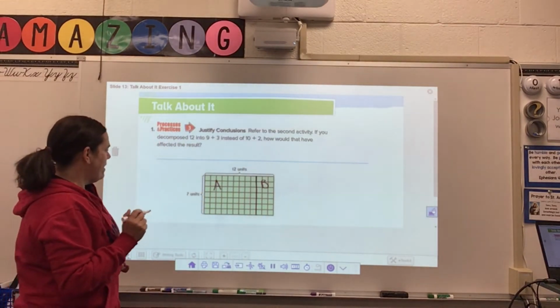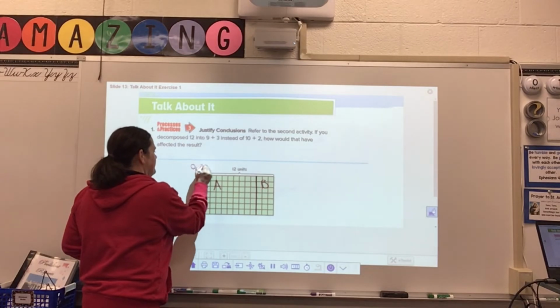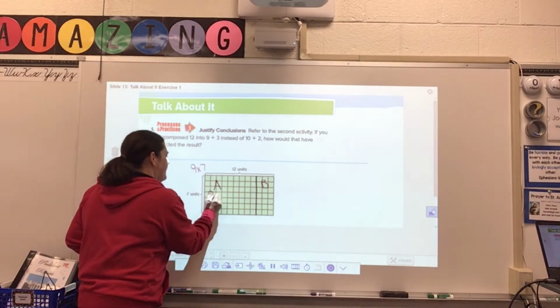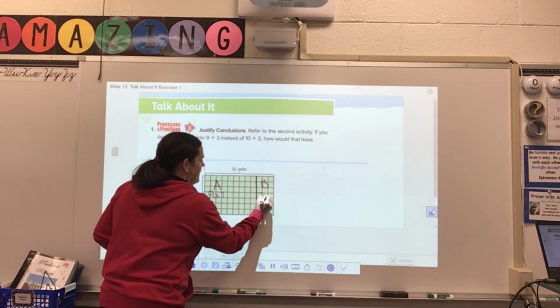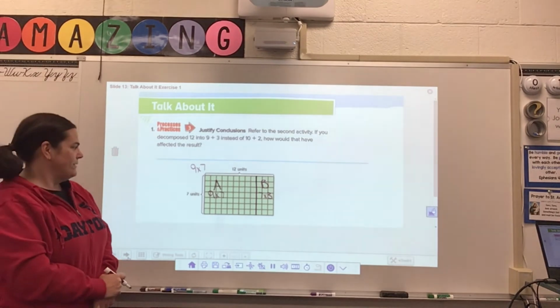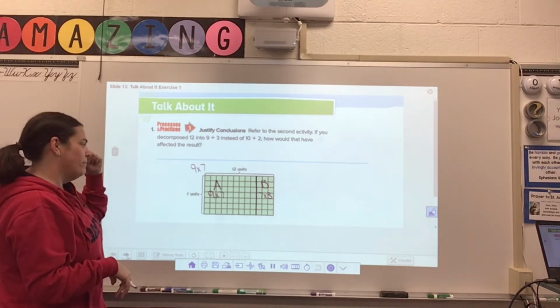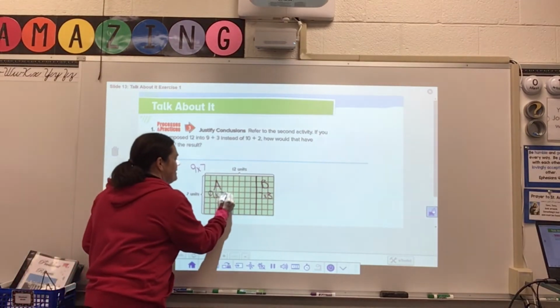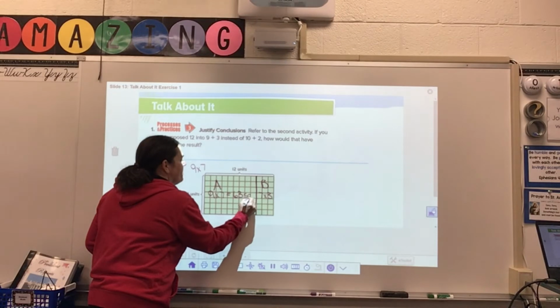Okay? And so now I've got 9 times 7, and 7 times 3. This is a little bit harder because I don't know my 9s and 7s quite as well as my 10s. But if I look at my fact table, I can see that 9 times 7 is 63 square units.